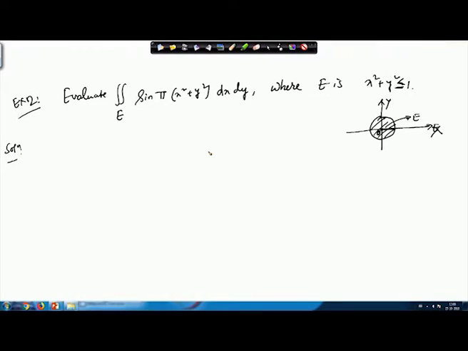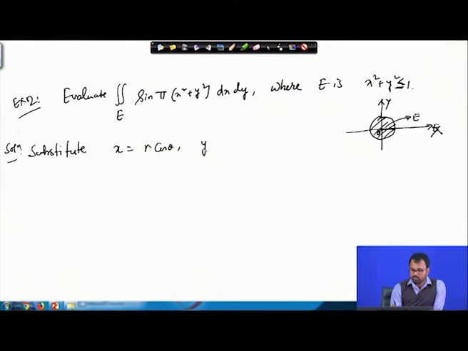So, let us see. Substitute x equals r cos theta and y equals r sin theta, where r runs from 0 to 1 because the radius is 1, and theta runs from 0 to 2 pi. So, r belongs to 0 to 1, and theta belongs to 0 to 2 pi.